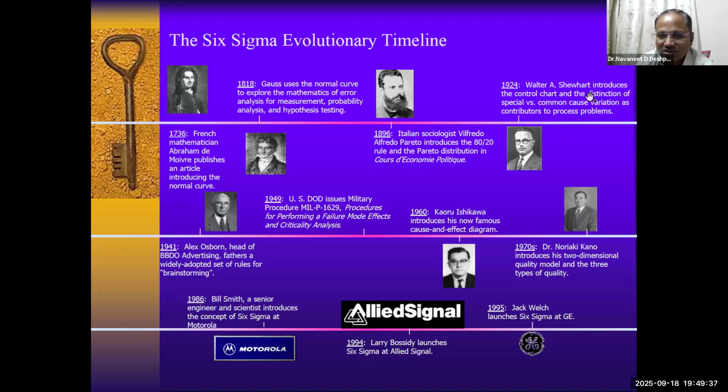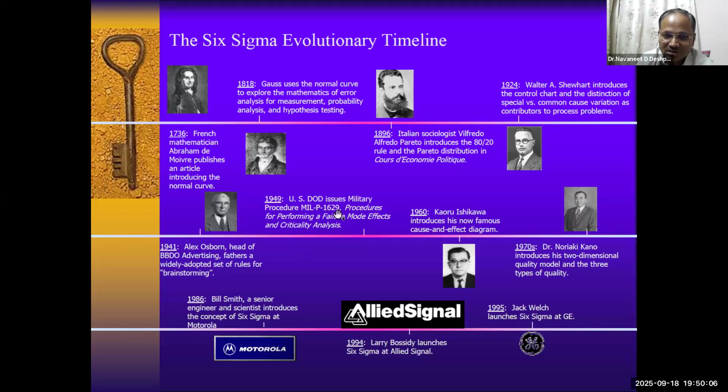Then 1924, Walter Shewhart. Then comes 1941, Alex Osborn, head of BBDO advertising, fathers a widely adopted set of rules for brainstorming, used by all committees to analyze mistakes. Then 1949, the US DoD, Department of Defense, issues a military procedure, MIL-P-1629, a procedure for performing failure mode, effects and criticality analysis.